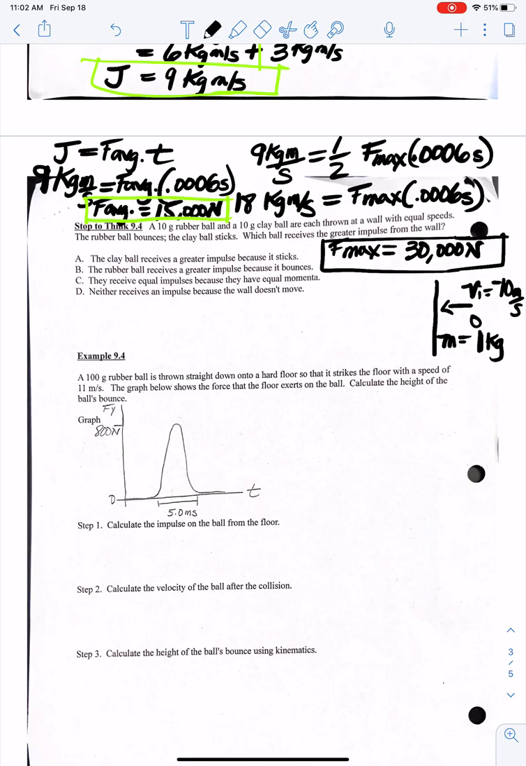All right, so let's go ahead and say for the rubber ball, we know impulse is equal to change in momentum. So we can find J, and I can write it up here: J equals MVF minus MVI. And so we know for the rubber ball that we have an MVF minus MVI. And for the clay ball, we also have the same thing.